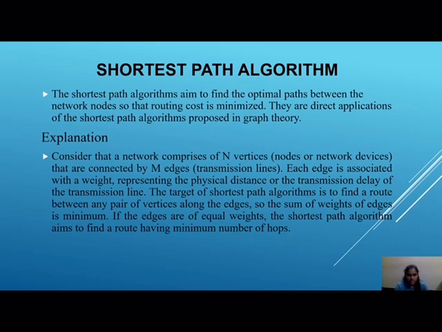Each edge is associated with a weight representing the physical distance or the transmission delay of the transmission line. The target of shortest path algorithms is to find a route between any pair of vertices along the edges so that the sum of weights of edges is minimum. If the edges are of equal weights, the shortest path algorithm aims to find a route having the minimum number of hops.